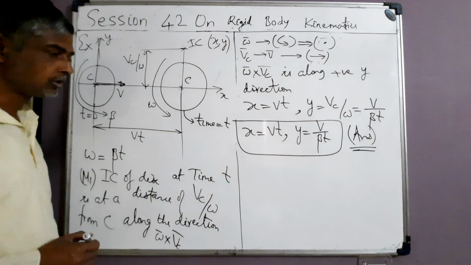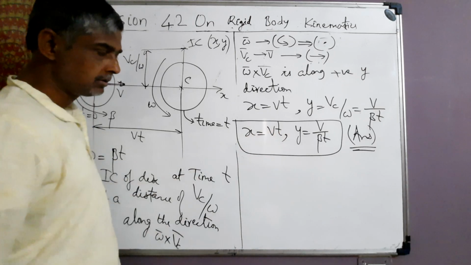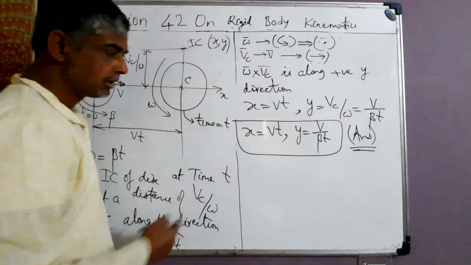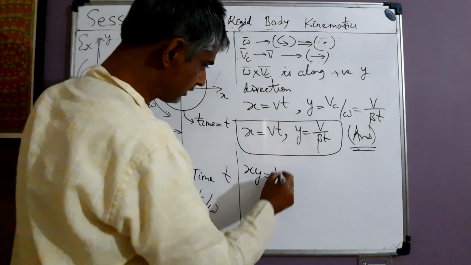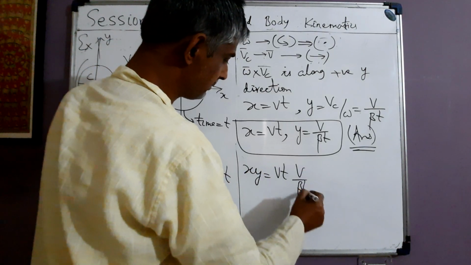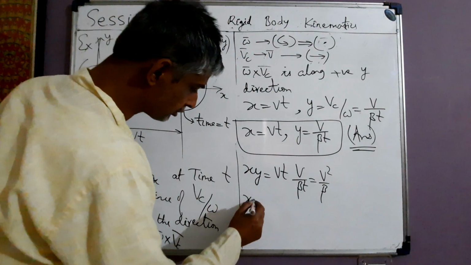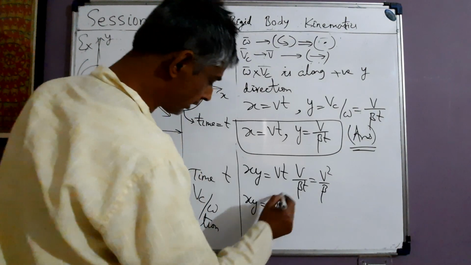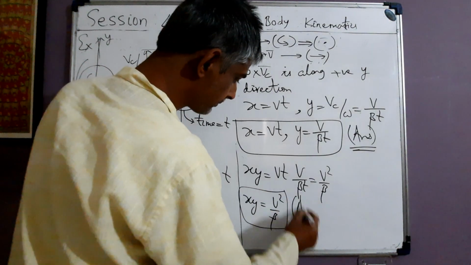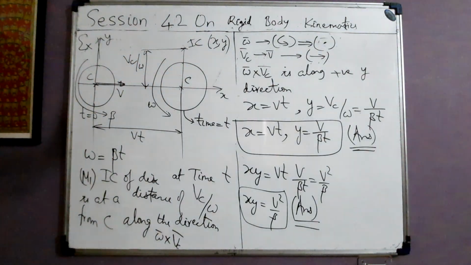Now we also have to find the Cartesian equation of the locus of IC. That is the relation between x and y, so we have to eliminate t from them. If you multiply these two equations, t cancels out. We get Vt into V by beta t, which becomes V square by beta. So the Cartesian equation of the locus of IC of the disk with respect to ground is xy equal to V square by beta. This is the required answer.